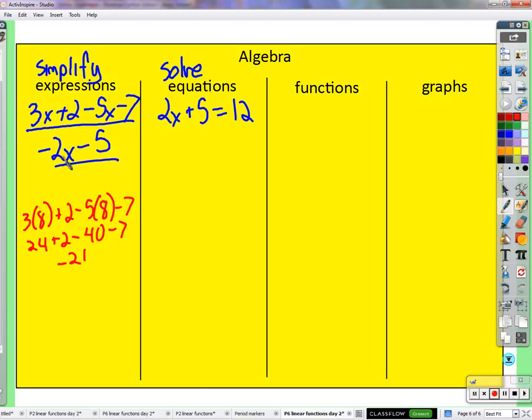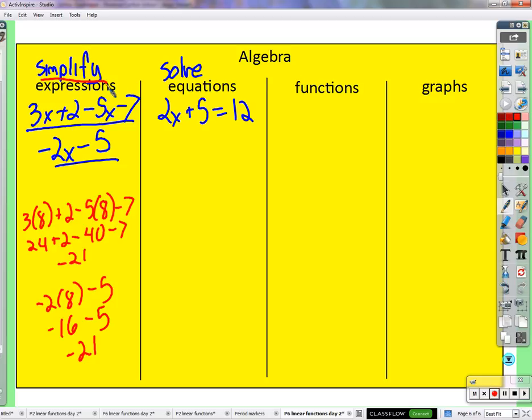Now let's try it in this second one. Negative 2 times 8 minus 5. Negative 2 times 8 is negative 16, minus 5 is negative 21. That goes a lot faster. What am I trying to show you? When there's less involved, fewer operations, it's simpler. What am I trying to show you about these two expressions?